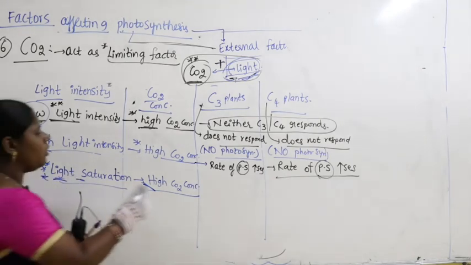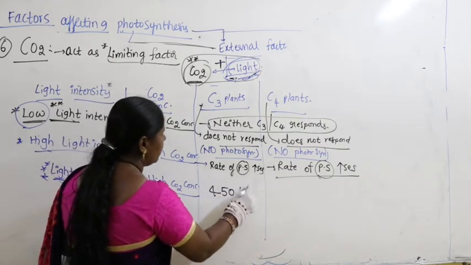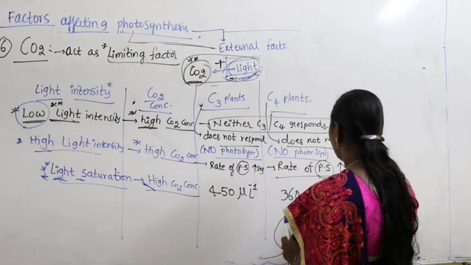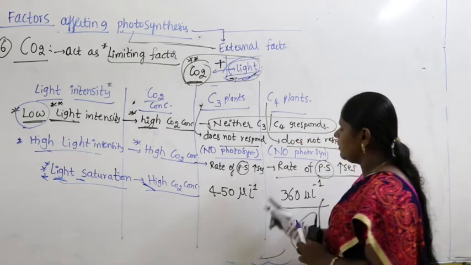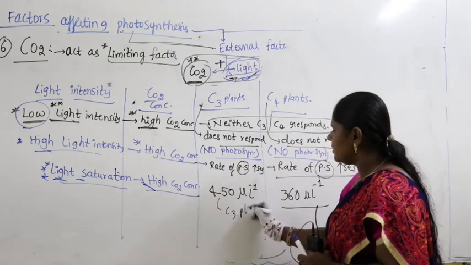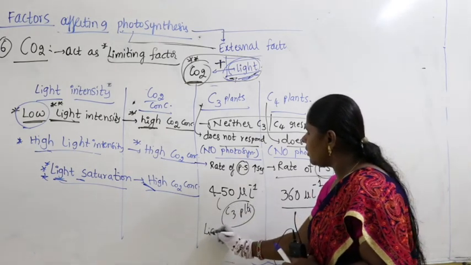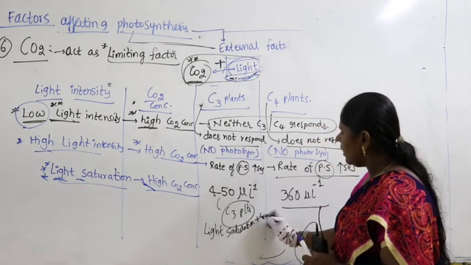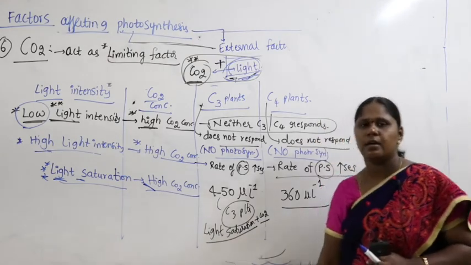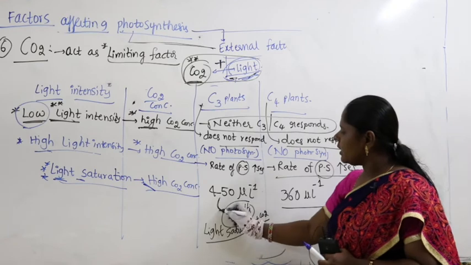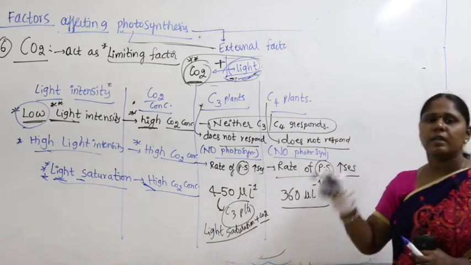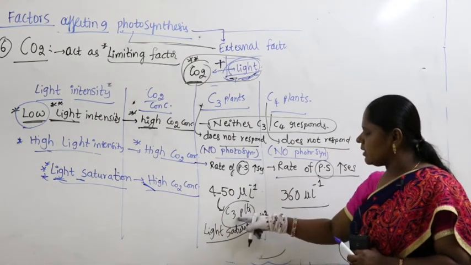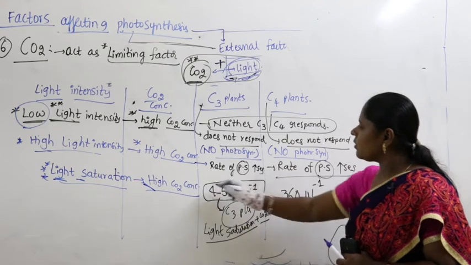That is 450 microliters inverse for C3 plants, and that will be 360 microliter inverse for C4 plants. So this is for C3 plants. What is it that we are speaking about? Light saturation at high carbon dioxide concentration in coordination with carbon dioxide. How much will it be? 450 microliter inverse. The light saturation at high carbon dioxide concentration in C3 plants is 450 microliter inverse.